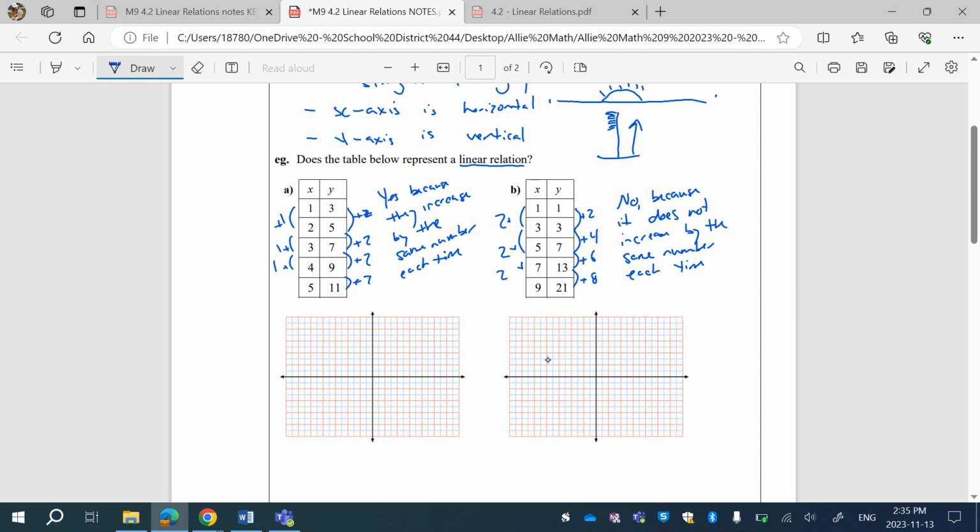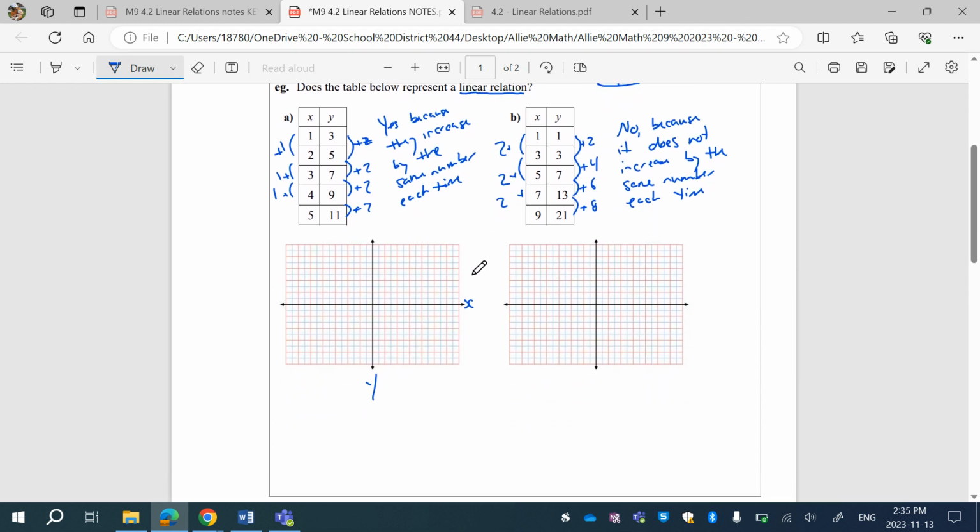So this, remember, is our x-axis. It goes horizontal, just like the horizon. And this one is our y-axis. It goes up and down. So the first one, when x is at, oh, this is so small. Let me zoom in.